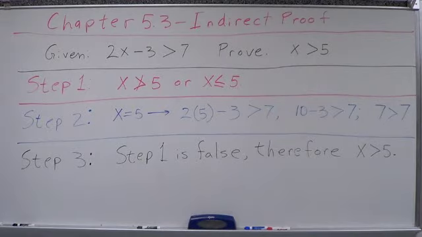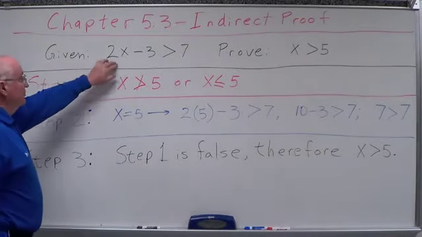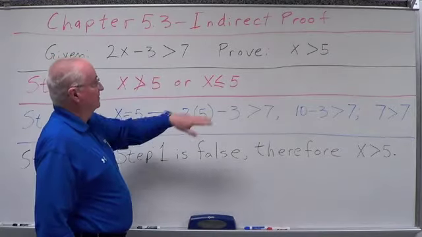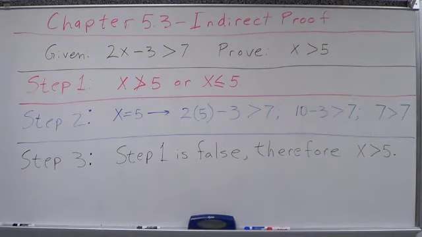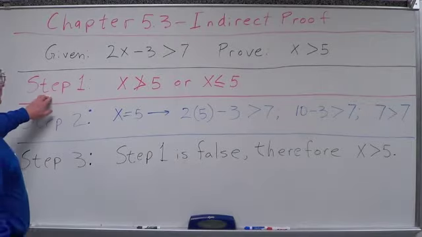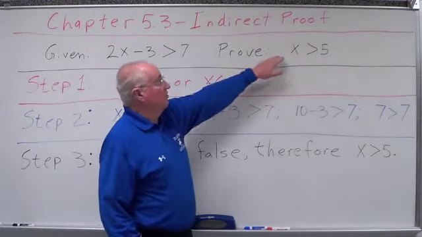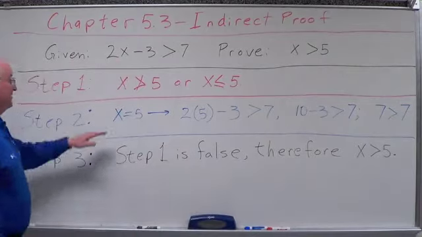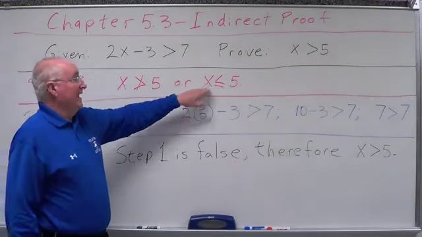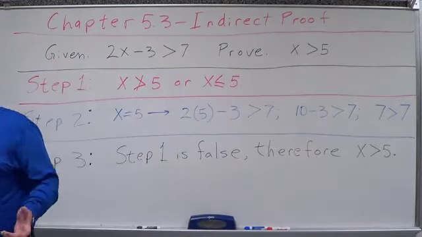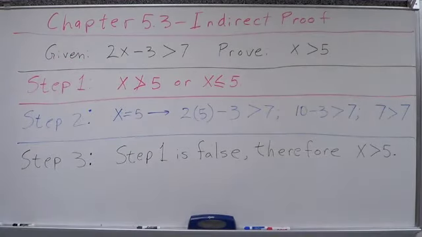Okay, now let's take this and use it to actually do a proof. We're given that 2x minus 3 is greater than 7, and use that to prove that x must be greater than 5. So, step one on the indirect proof is to assume that the conclusion is false. Two ways: we can say that x is not greater than 5, or x is less than or equal to 5. Either one will work.